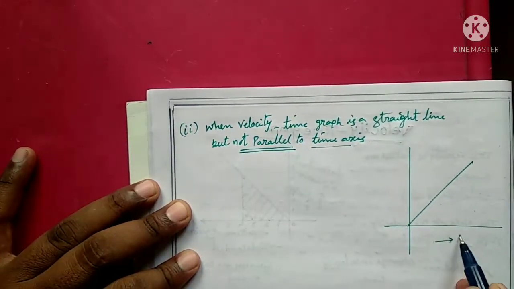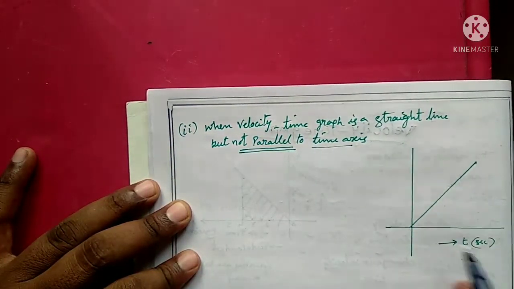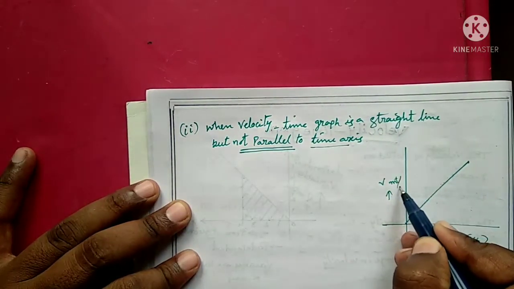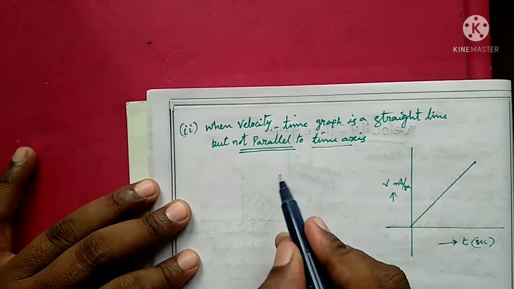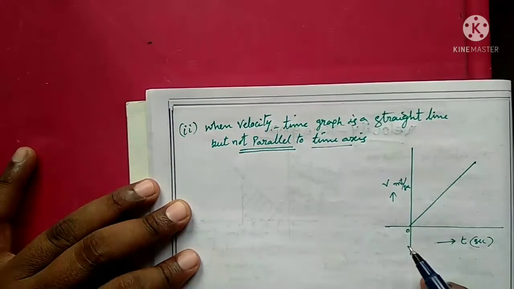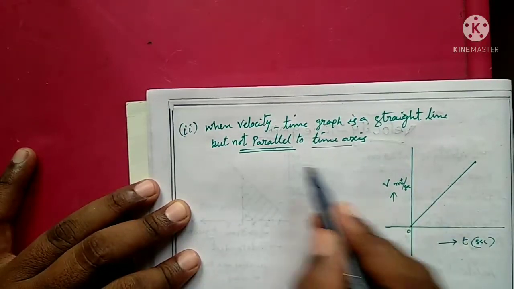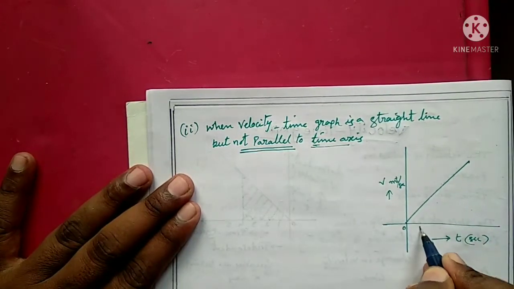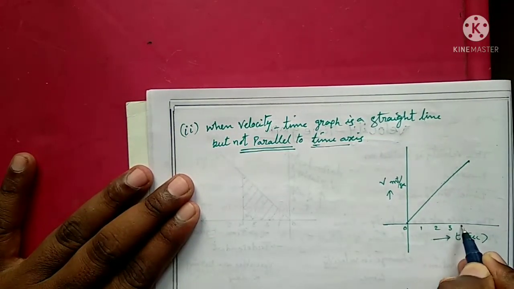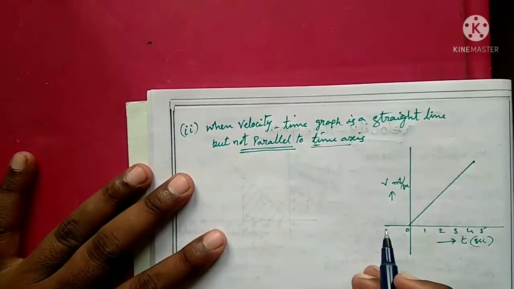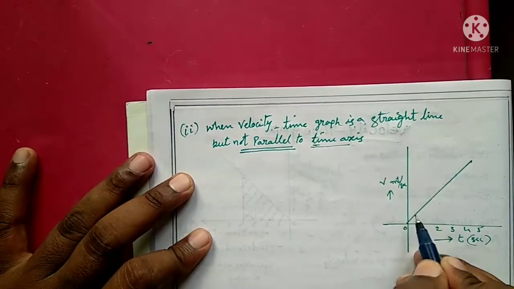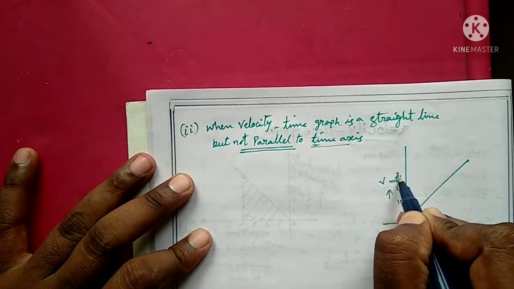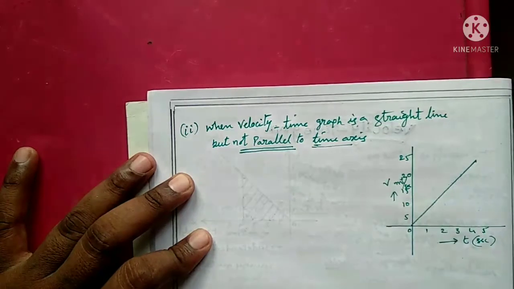Now this is the time axis, measured in seconds. Velocity is taken on the y-axis, measured in meter per second. So it's a straight line that is passing through the origin, but not parallel to the time axis. For our understanding, 1, 2, 3, 4 and 5 on the time axis, and 5, 10, 15, 20 and 25 on the velocity axis.